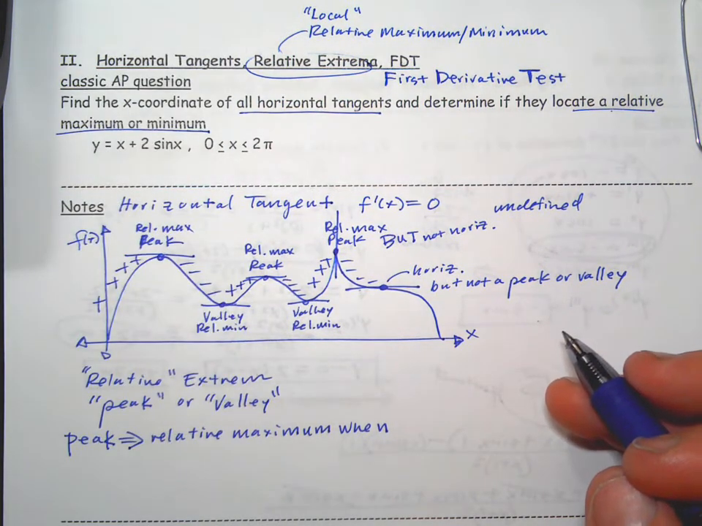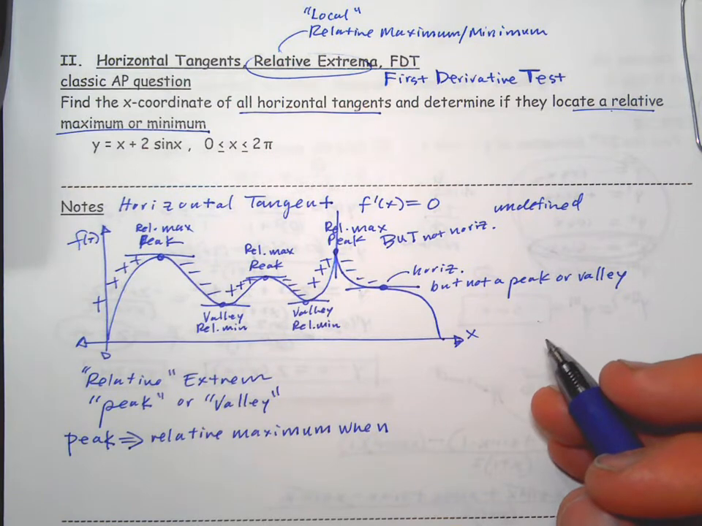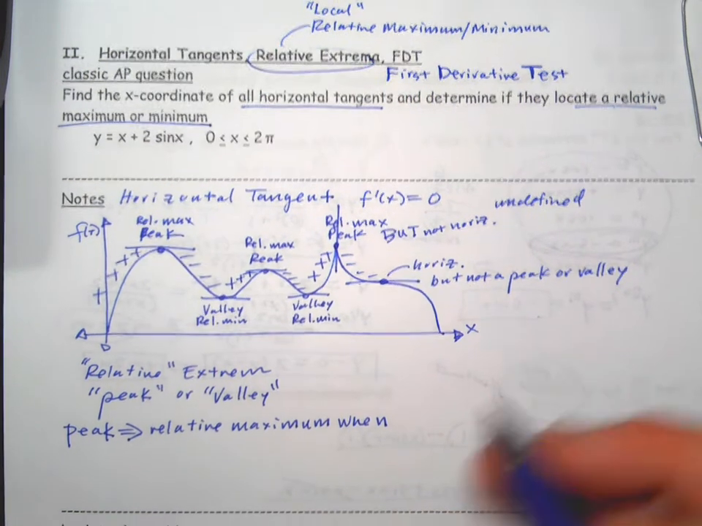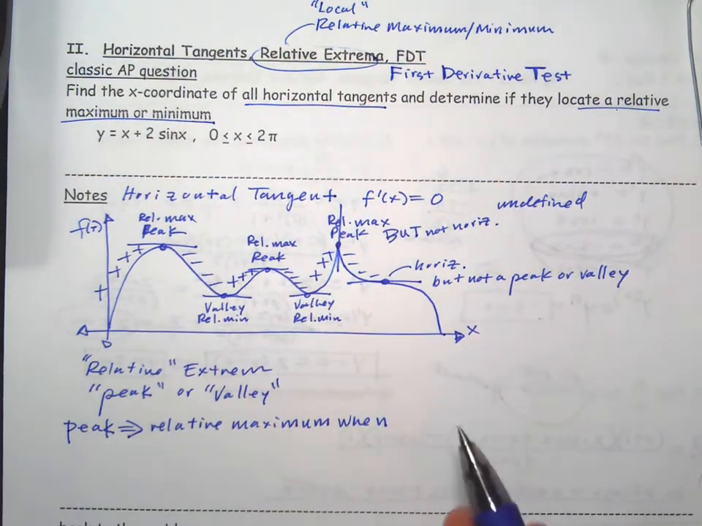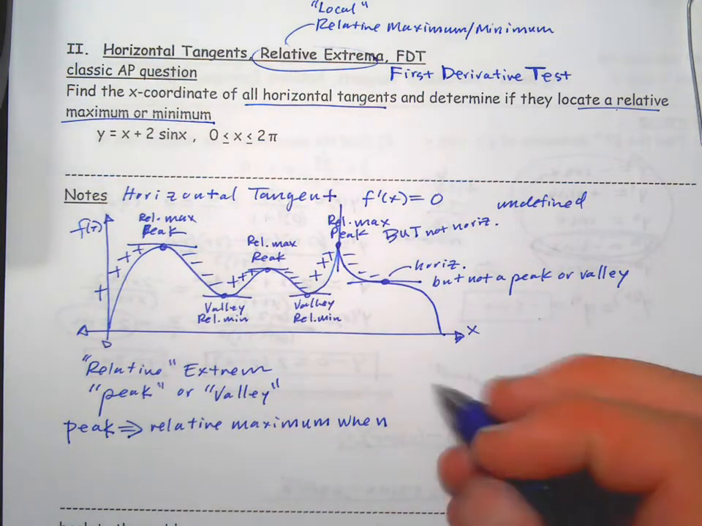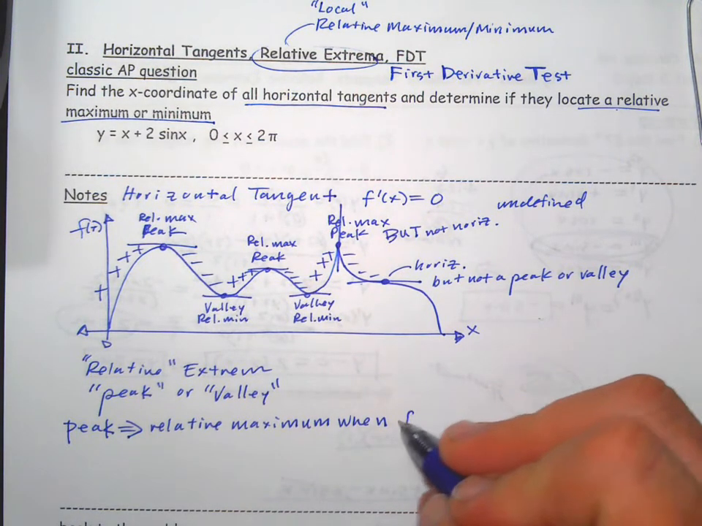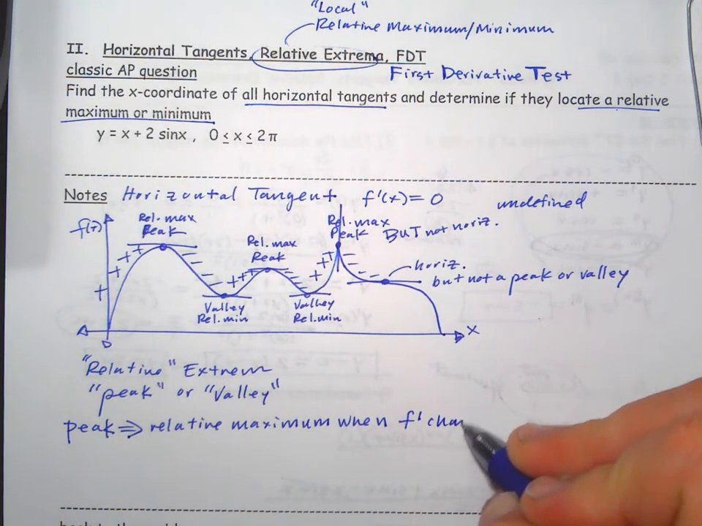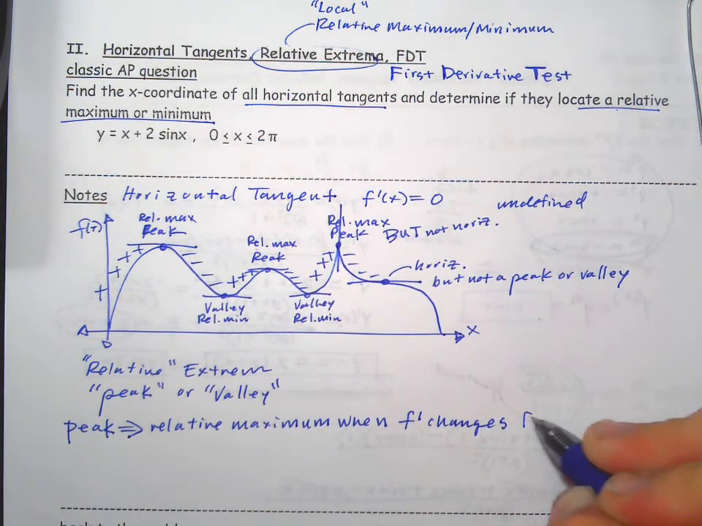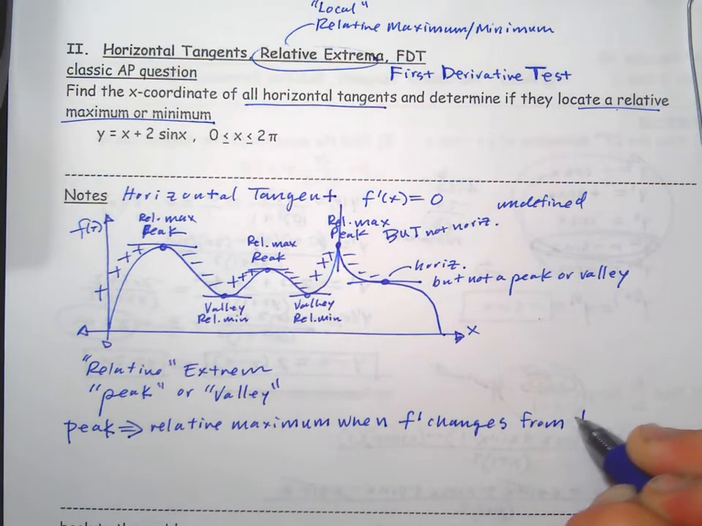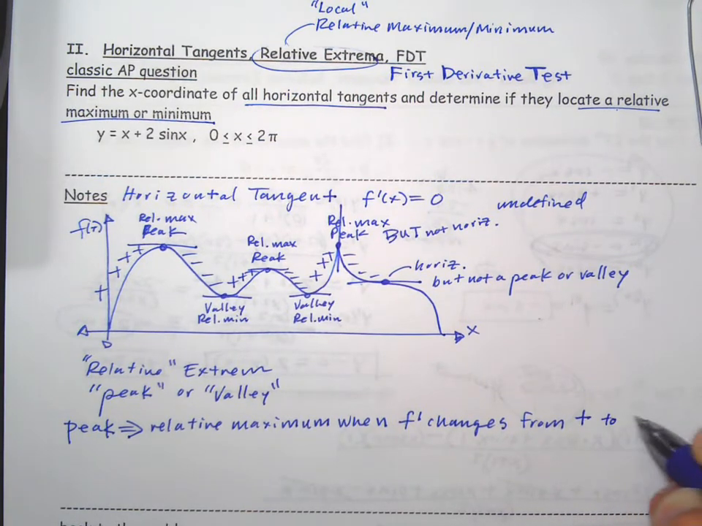This is not something to memorize. It's a basic idea. Just visualize it. If you have positive slopes, that means you're going up, and then you have negative slopes, that means you're going down. If you go up and then you go down, you had to go through a top place. So it's when f prime changes from positive to negative in simple terms.